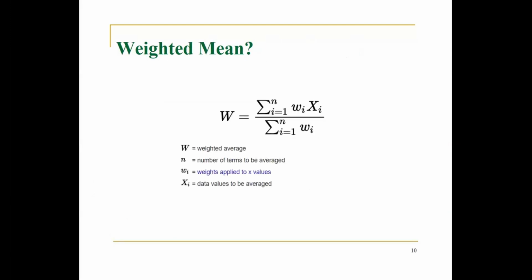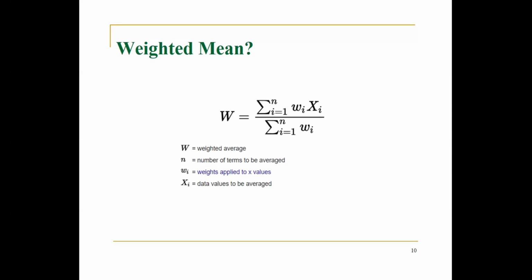Now the weighted mean. The weighted mean is a type of average where each data point contributes differently to the final result depending on its assigned weight. In real world data, not all values are equally important. Therefore, we assign a weight based on their importance. Then the final result will depend on the assigned weight.